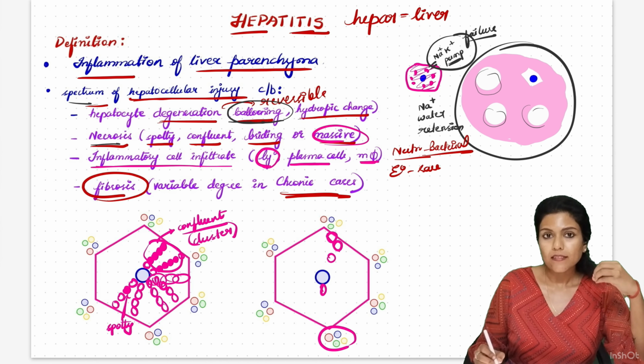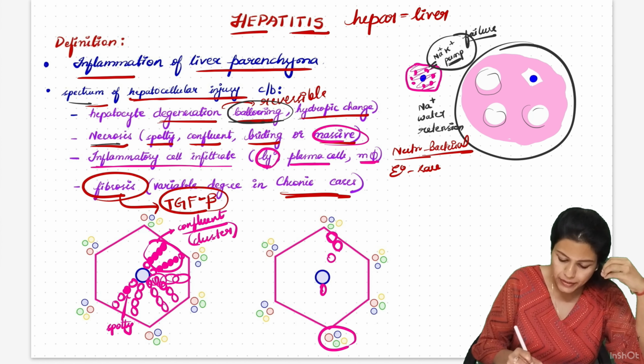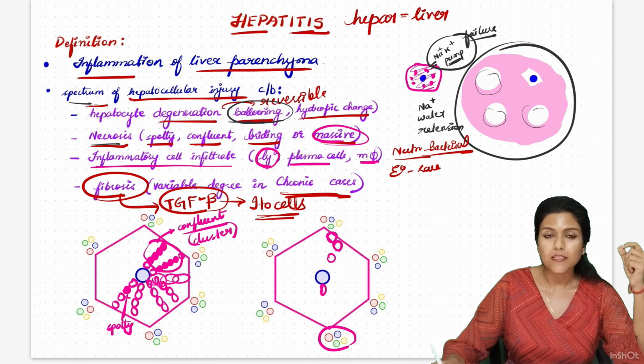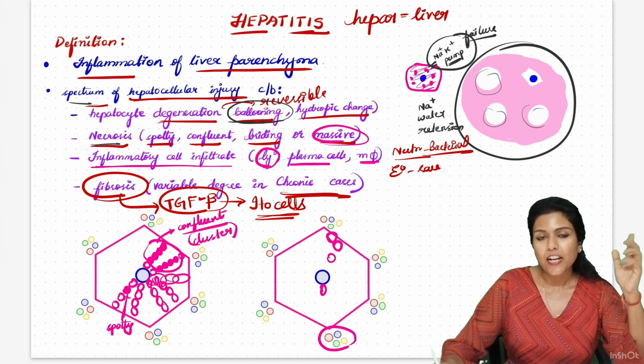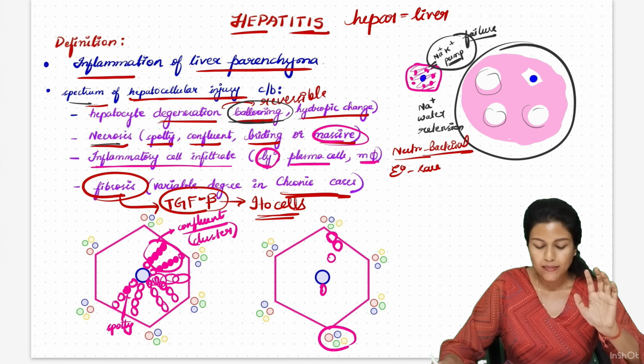In chronic cases, this fibrosis occurs because of TGF-beta. TGF-beta is the transforming growth factor beta secreted by these Ito cells. Under special circumstances, the Ito cells present in the space of Disse act like myofibroblasts. They secrete transforming growth factor beta. The TGF-beta is responsible for the fibrosis seen in chronic cases.